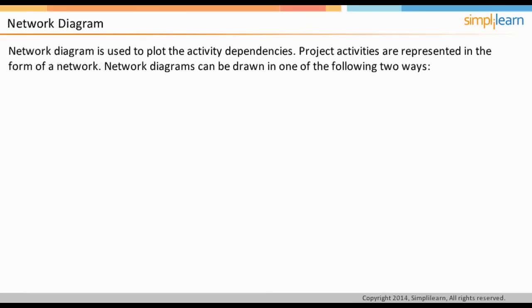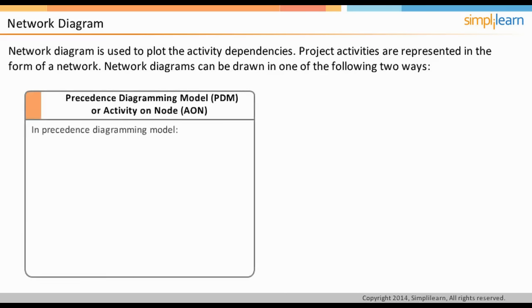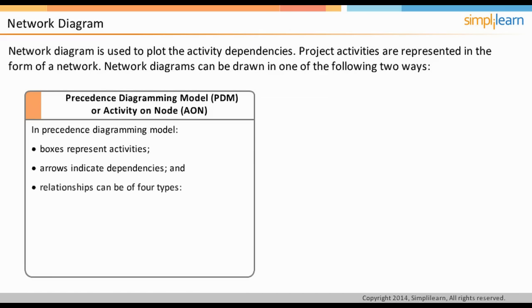Network diagram is extensively used in the project time management knowledge area to plot the activity dependencies. This is a graphical representation of the project activities in the form of a network. There are 2 ways to draw a network diagram. In Precedence Diagramming Model, PDM, or Activity on Node, AON, boxes represent activities and the arrows indicate the dependency. This type of network can have all four types of relationships between the activities.